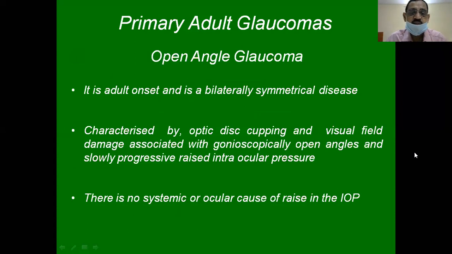Primary adult open angle glaucoma is an adult onset, bilateral, symmetrical disease, and it is usually characterized by optic disc cupping, visual field damage, an open angle on gonioscopy, and a rise in intraocular pressure. There are no systemic or ocular causes for the rise of intraocular pressure in these cases. Okay.